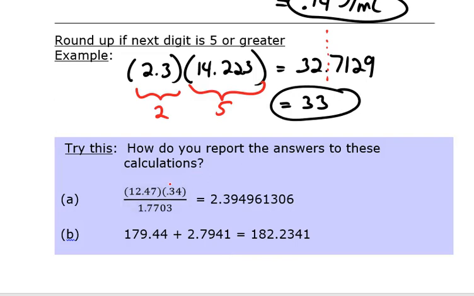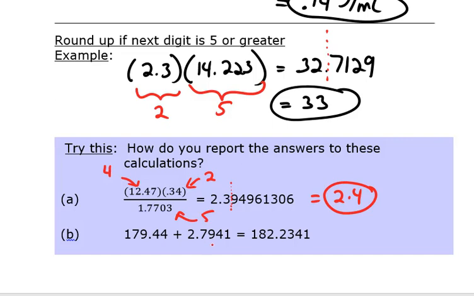Okay, so we're going to analyze this first one. It's all multiplication and division, so we go by the number of digits. 0.34 is 2 digits. 12.47 is 4 digits. And the bottom, 1.7703, is 5 digits. So our answer can only have 2. Whatever has the fewest, our answer will only have 2, which means we cut off the number after 2, but we always look to the next digit and see if we should round our digit up or not. In this case, we need to round up because it's a 9, so 2.4 is going to be our answer.